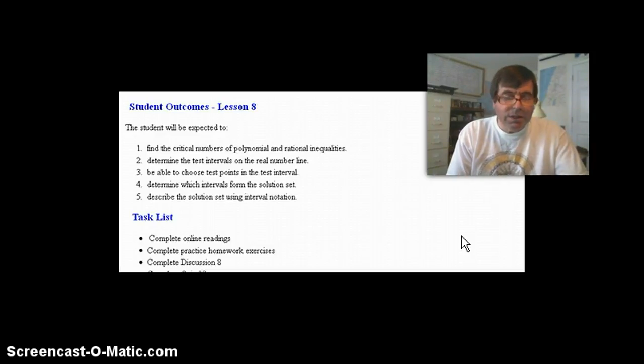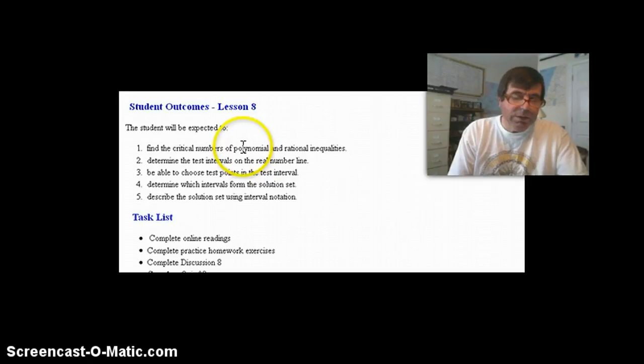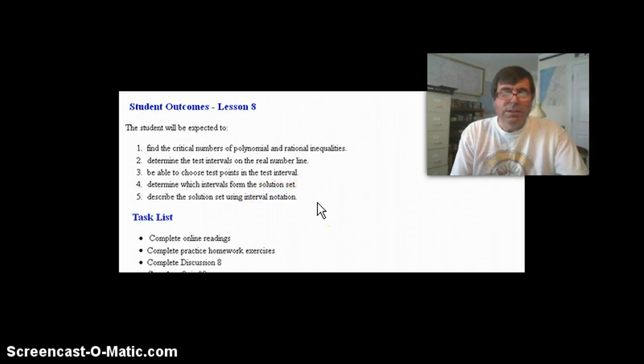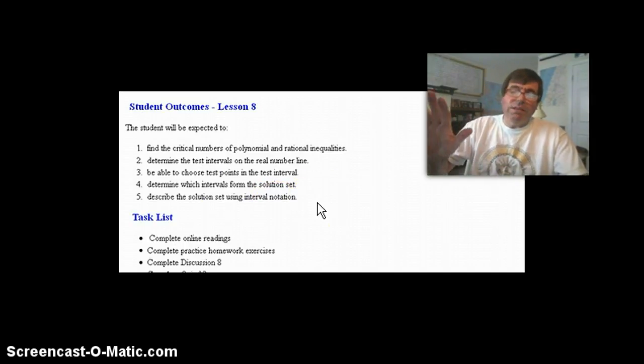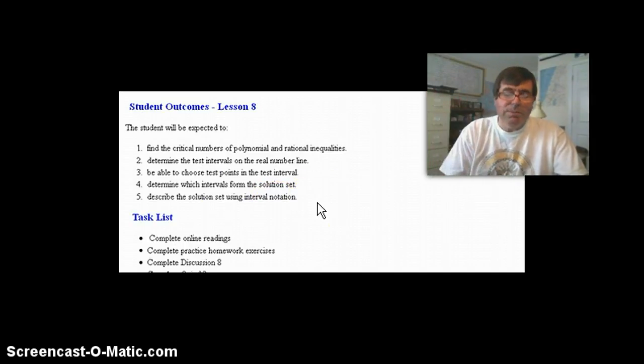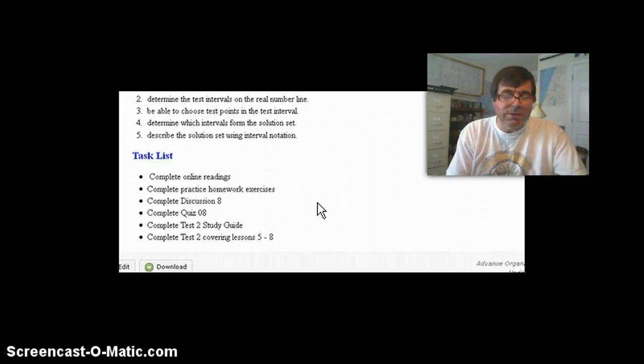So look at the videos here, but find critical numbers, test intervals or test values, test points, and then determine the correct interval, and then describe the solution set using interval notation. So, those 5 things are things that you need to be able to do. And I'm going to introduce them by use of examples.